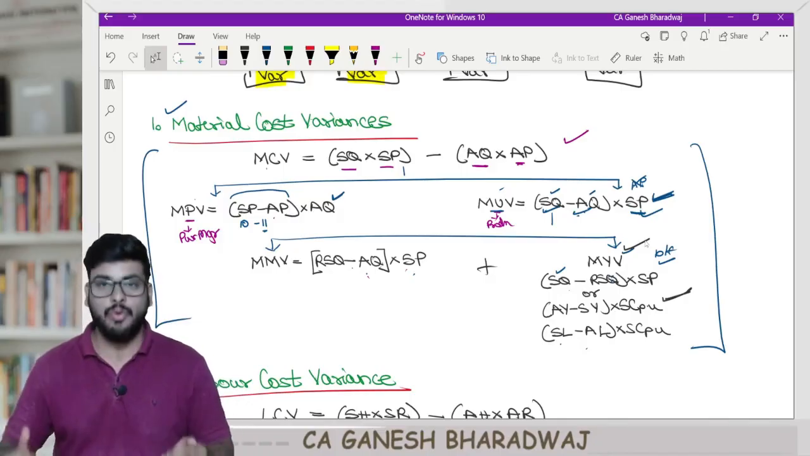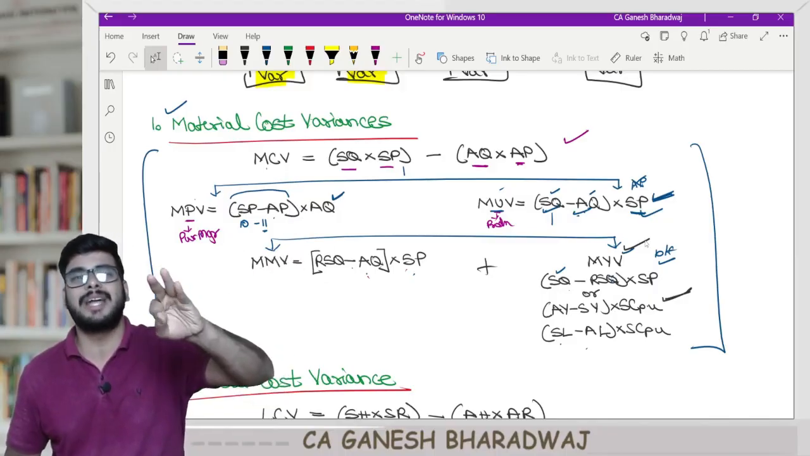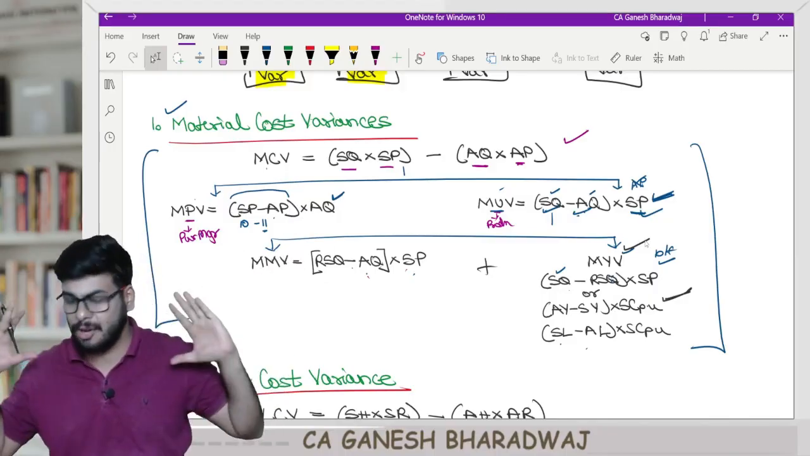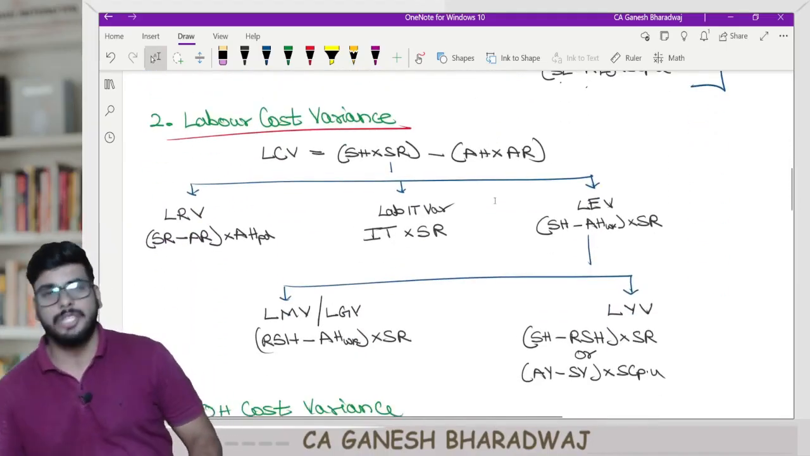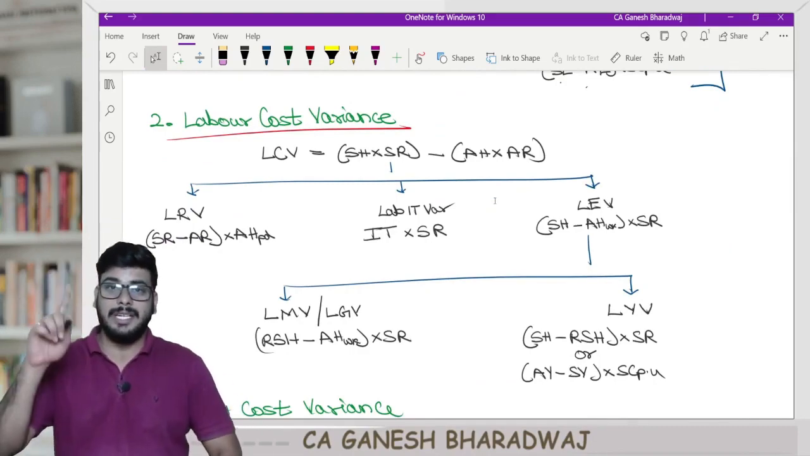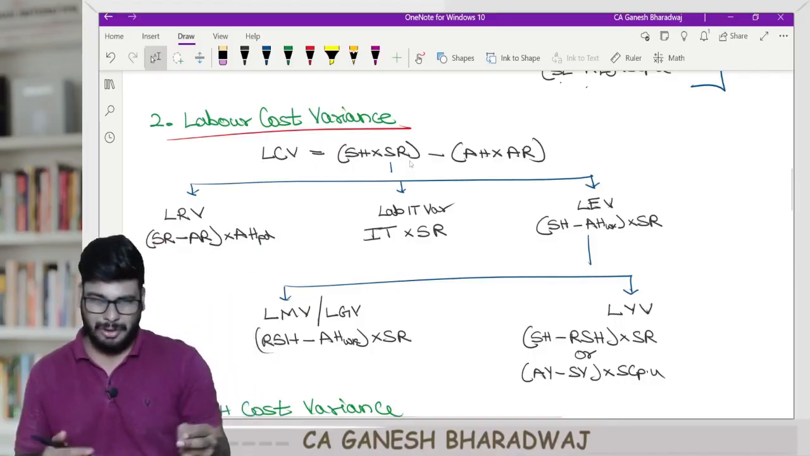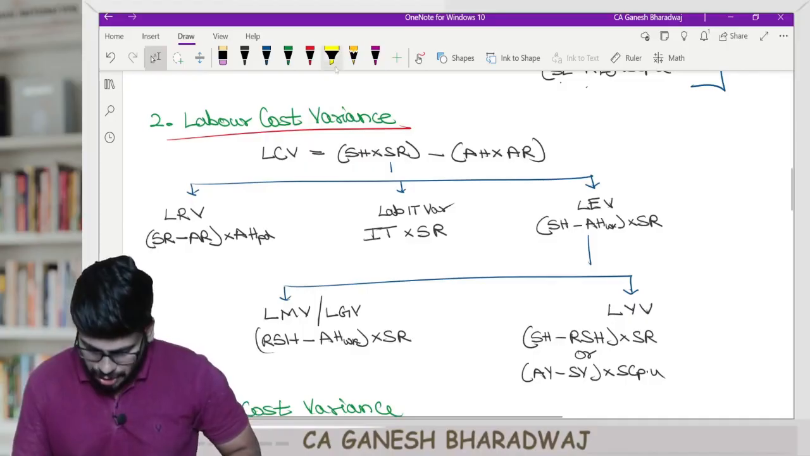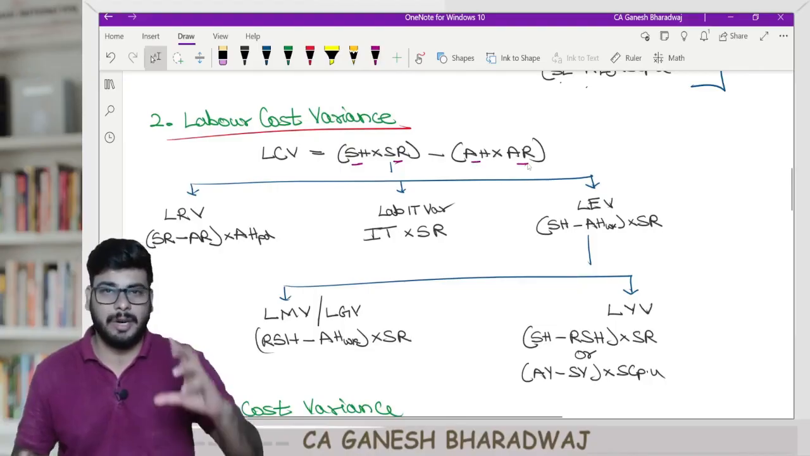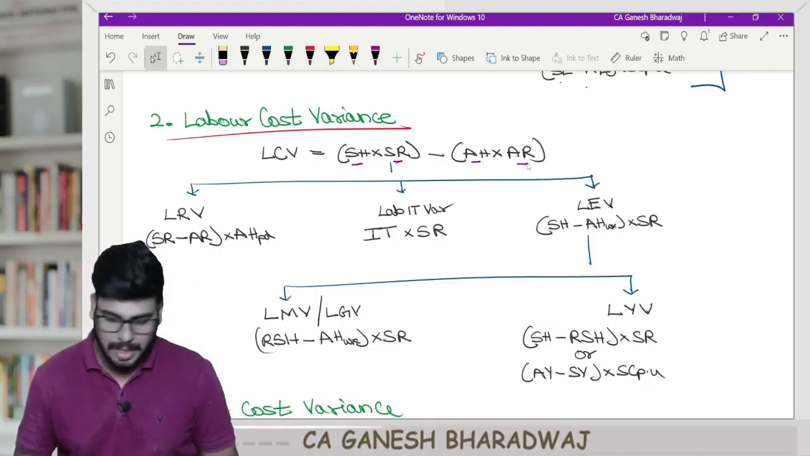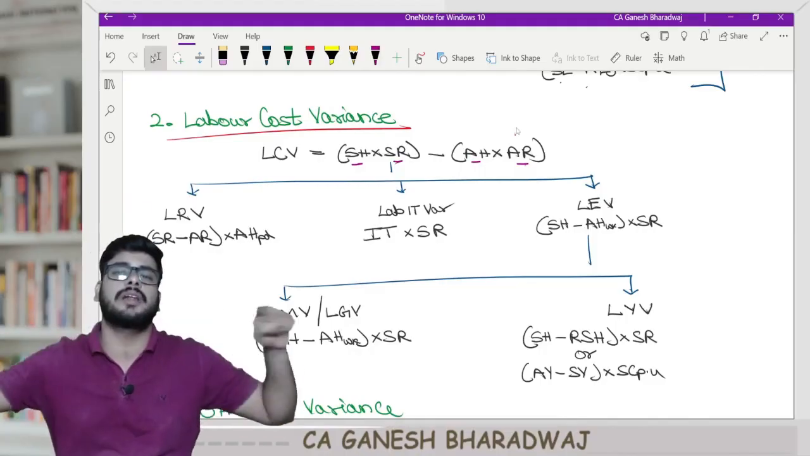Clear with this, guys? Now, once you understand the logic involved in material cost variance, labor and variable overhead cost variances are exactly on the same line. Let's move on to the next one, called labor cost variance. What is going to be your formula? It's going to be standard hours into standard rate. In material we use the word price; in labor we don't call it price, we use the word rate. Standard hours into standard rate minus actual hours into actual rate. This is nothing but the labor cost you should have incurred minus the labor cost which you have actually incurred. Now, this is broadly classified into three.